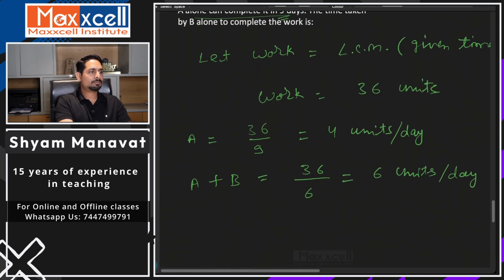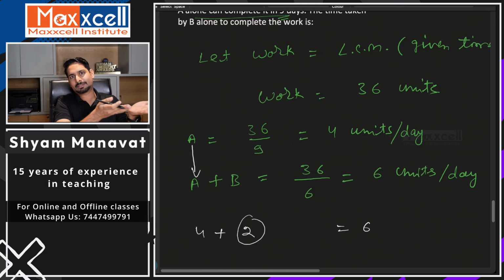Now if I want to find the time for B, first of all I should find B's efficiency by substituting A's value as 4 here. Tell me a simple thing: if together efficiency is 6 and A's efficiency is 4, then B's efficiency has to be 2. Come on, you should be able to calculate these easy numbers on your fingertips. The remaining efficiency is 2, so B's efficiency is 2.